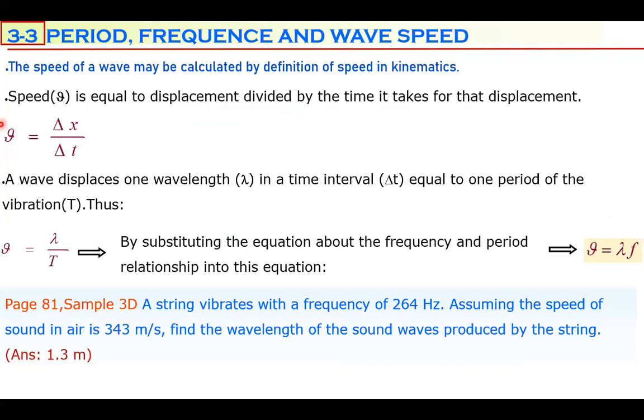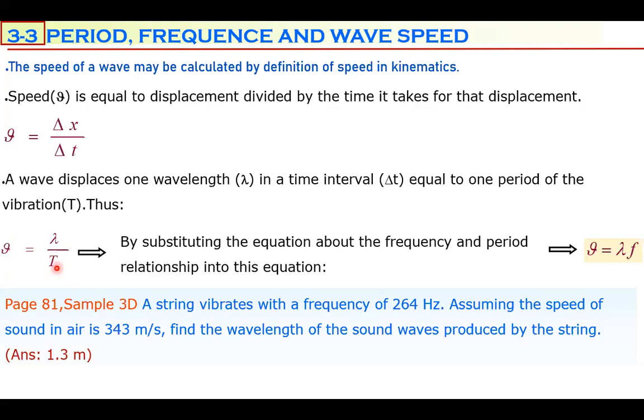And speed can be calculated by classical definition of a speed, which is delta x over delta t, displacement over time. We know that a wave displacement is one wavelength in a time interval delta t, which is equal to one period. Yani, a wave travels one wavelength in one period. So that's why displacement is one wavelength, time is one period, wavelength divided by period is going to be the speed of the wave. Yani by dividing the wavelength by period, you can get the speed of the wave.